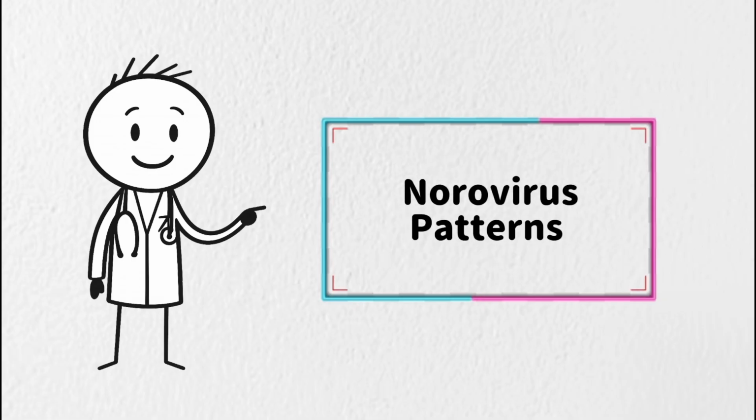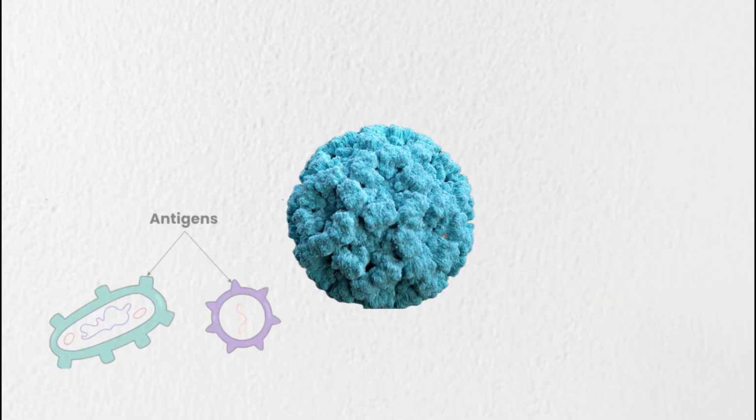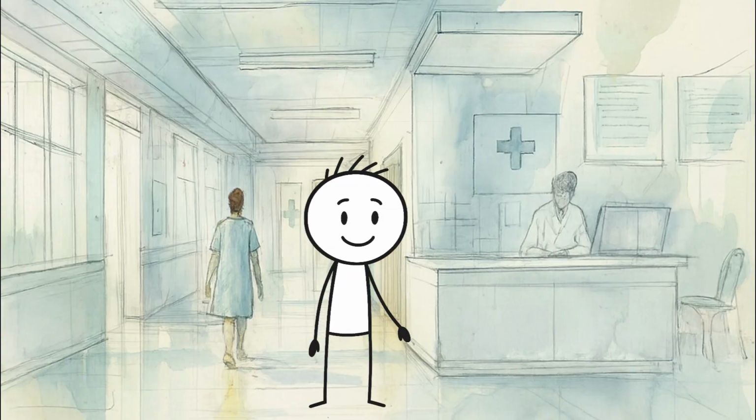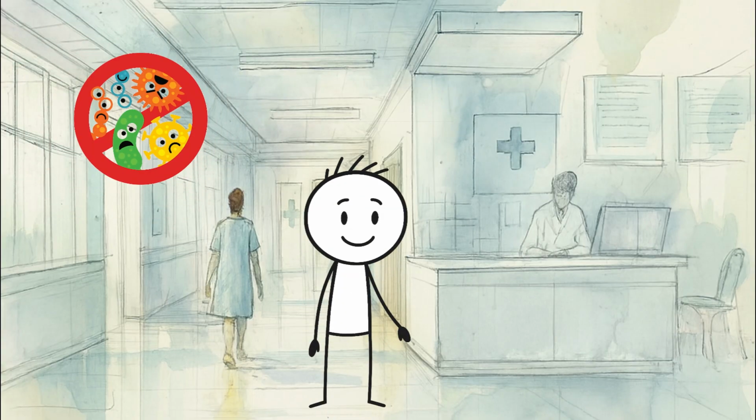Norovirus patterns. Some noroviruses infect only specific antigen patterns. Type B or AB often shows partial resistance. This explains why some people avoid infection during outbreaks.